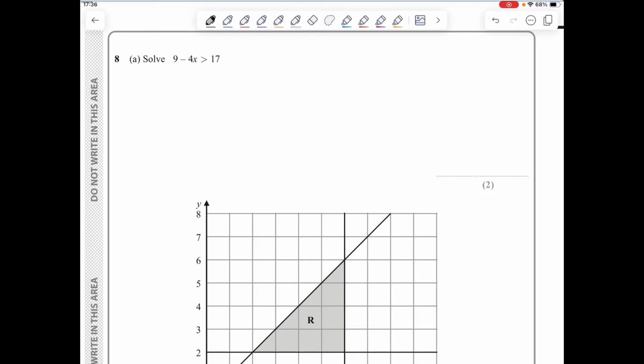For part A of question 8, take the 9 to the other side. So minus 4x is greater than 8. And then divide by minus 4. Note that when you divide, you should flip the inequality sign because you're dividing by a negative number. Therefore, x is less than minus 2.